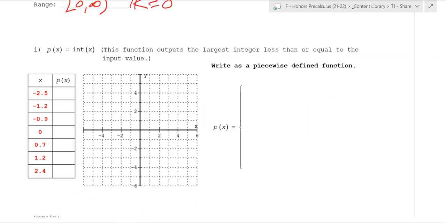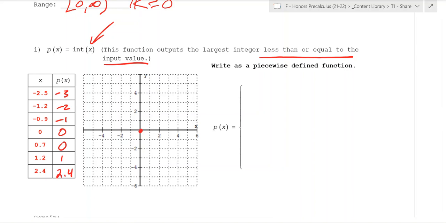So this is a really cool function, int x. This function outputs the largest integer less than or equal to the input value. So when you do this, you have to do it really carefully. Like if you plugged in 0, you'd end up with 0, because it's the largest integer less than or equal to 0. So if you fill this in, you end up with, kind of think of it as the hard round down. You cut off everything after the decimal.